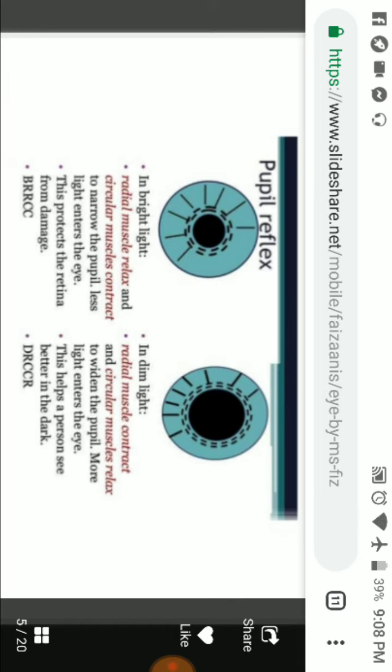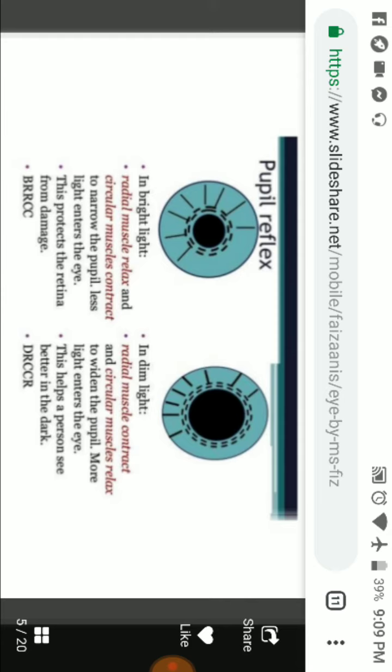Just imagine on a sunny day when you go out and you're not wearing sunglasses. You just try to squeeze your eyes and look here and there, and not take a direct look at the sky. Why? Because if you look at the sky, definitely your eyes are going to be damaged. So this pupil reflex actually helps you to protect your eyes. And then all of a sudden the radial muscles relax and the circular muscles contract.